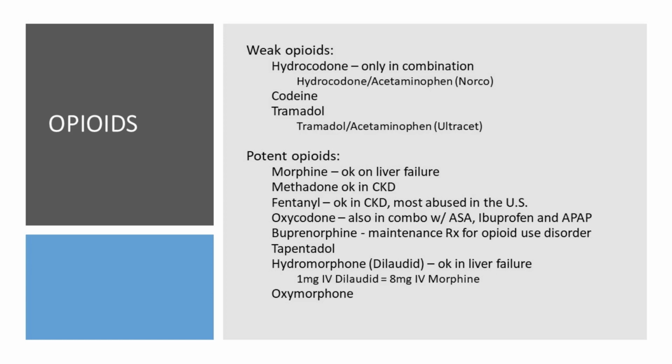Another potent opioid is tapentadol. Another super potent opioid is hydromorphone, brand name Dilaudid. It is safe to use in patients with liver failure. Just for your reference, it is so potent that 1 milligram of IV Dilaudid equals 8 milligrams of IV morphine. And another potent opioid example is oxymorphone.